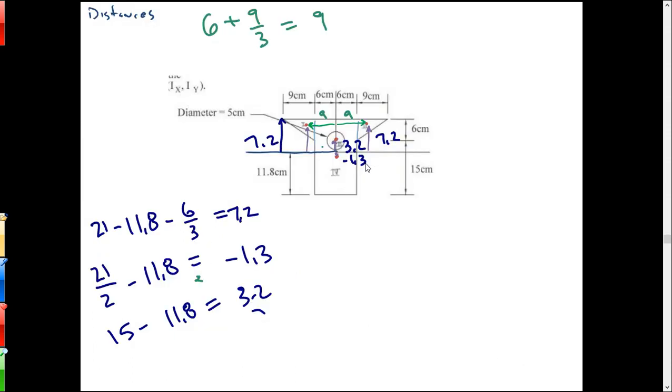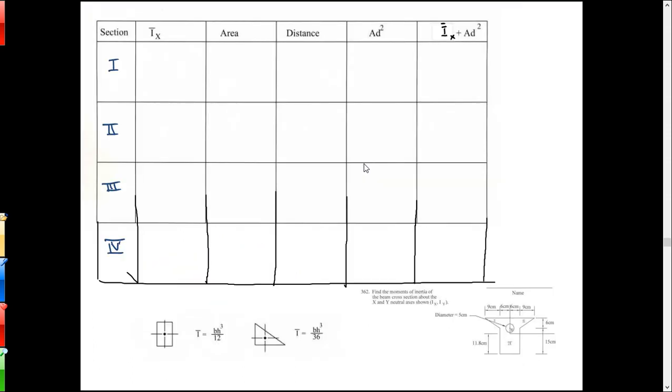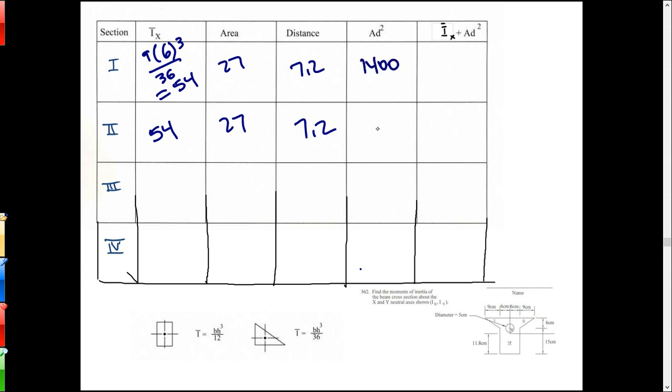You do have to know how to make the tables yourself, so just be sure that you can do that, okay? So for x, you're gonna go 9 times 6 cubed over 36, because it's a triangle. So that comes out to be 54. This is just a mirror image, so that's 54 also. And then we got the area, which is 27. And then we've got the offset distance, which is 7.2. And then AD squared is 1400. And then you add them together and get 1454.